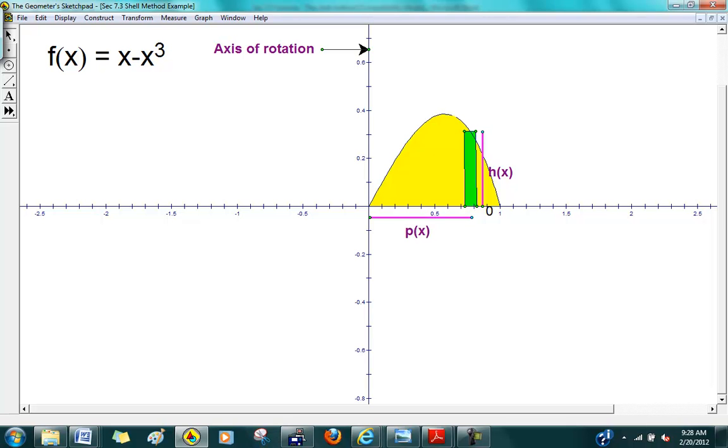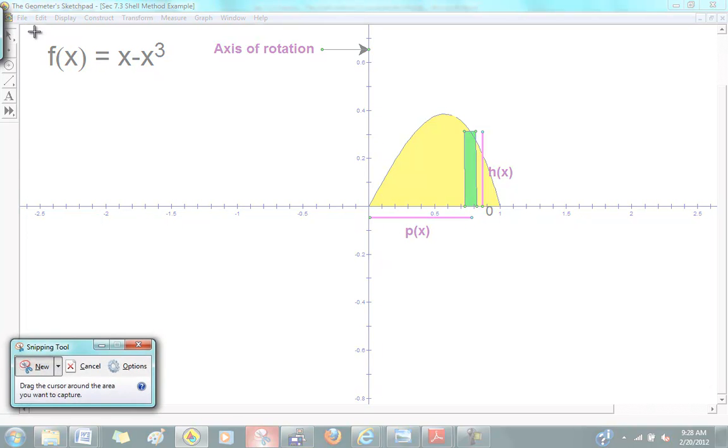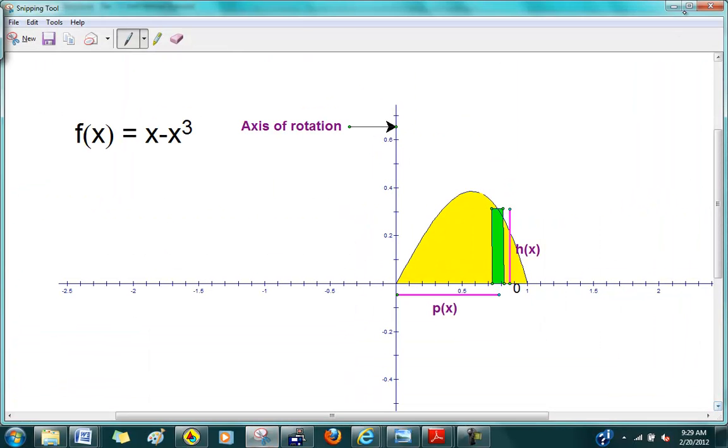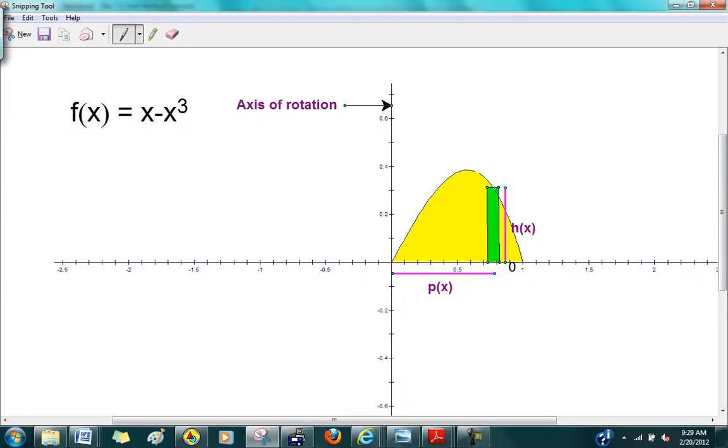Let me snip this out. Notice that h of x, which is this average height here, is just given by the y coordinate of the middle point of the representative rectangle. So h of x is equal to x minus x cubed, and then p of x is just the x coordinate of this point here. That's p of x right there.